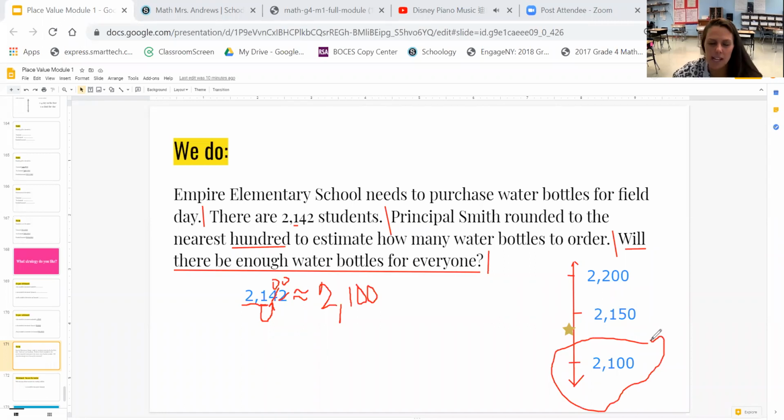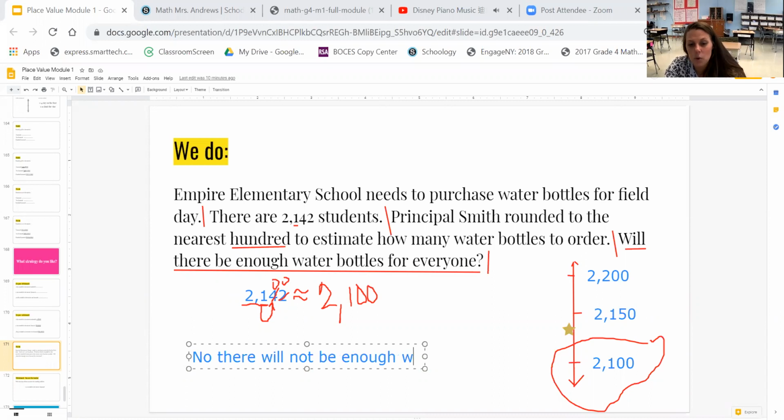So that was me rounding. But my question is, will there be enough water bottles for everyone? We need 2,142. Ooh, if he orders that many, he's not going to have enough. So no, there will not be enough water bottles. Awesome job. All right, guys, let's keep it moving.